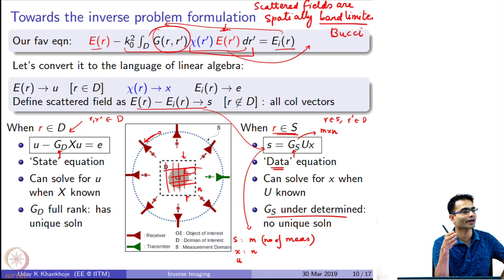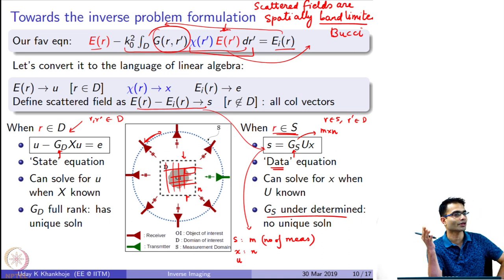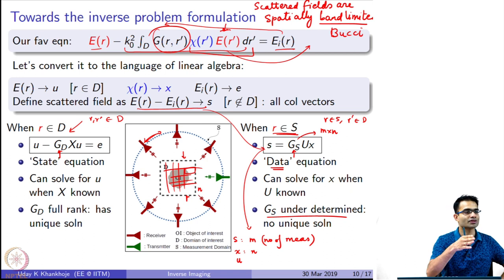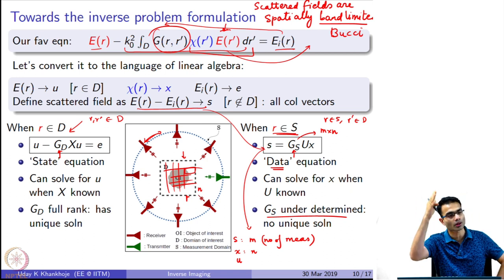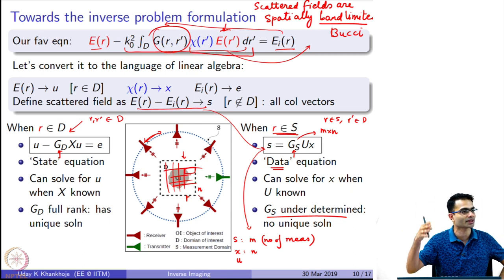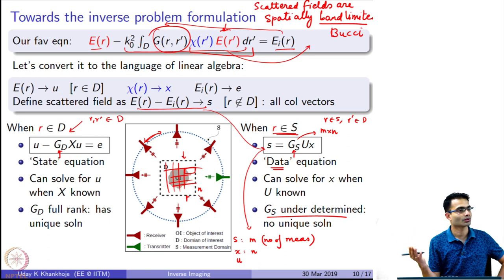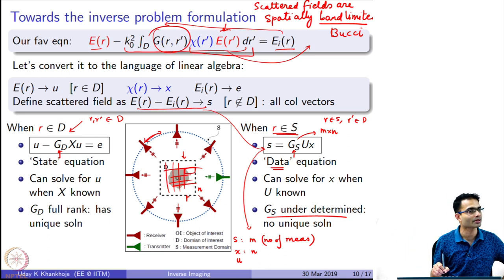And why is it not full rank? Because sampling a signal beyond its Nyquist rate, what happens is that one row will be linearly dependent, one column will be linearly dependent on the other column, because there is no new information. So, this is the real reason why you cannot go any further over here.